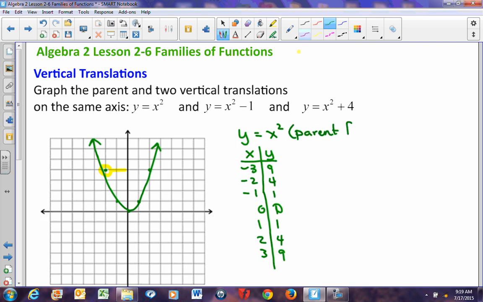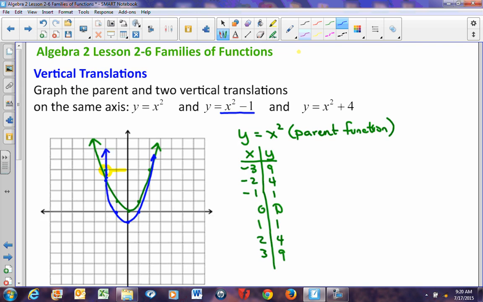Now, we do not need to make tables for the translations. We can simply look at them. If I look at y equals x squared minus 1, this next one here, there's nothing in parentheses, which means it shifts the entire graph down 1 unit. So I just take each point and move it down 1 unit. So the origin goes down here, and these points that were at -1, 1 go to -1, 0. And then 1, 1 goes to 1, 0. These points shift down 1, so this one goes here, this one goes here, and this is my new graph right here. And then it's another curve.